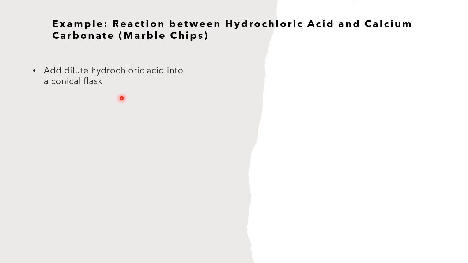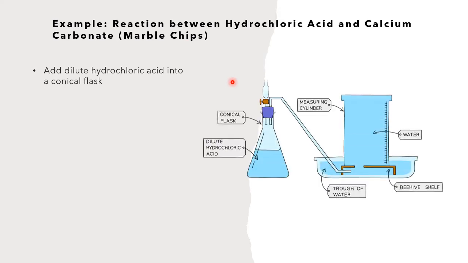This is the reaction between hydrochloric acid and calcium carbonate, also known as marble chips. So, what are we going to do here? Okay, this is the setup of apparatus in the reaction between hydrochloric acid and calcium carbonate. So, one must have a conical flask with a stopper, and the stopper is connected to a delivery tube, which is connected to a measuring cylinder. The measuring cylinder is inverted into a basin of water.